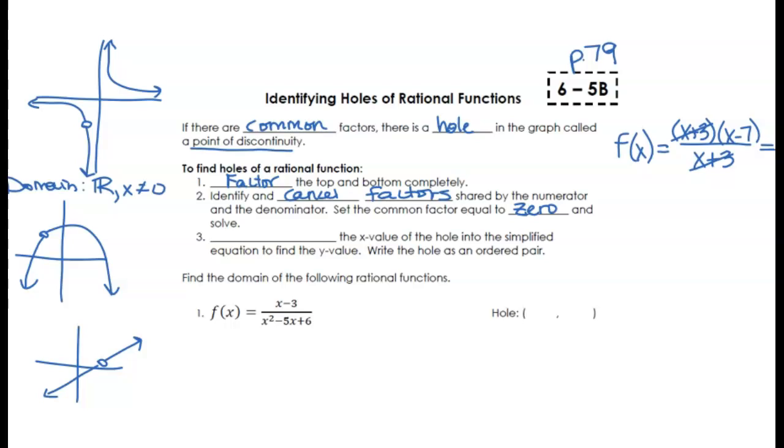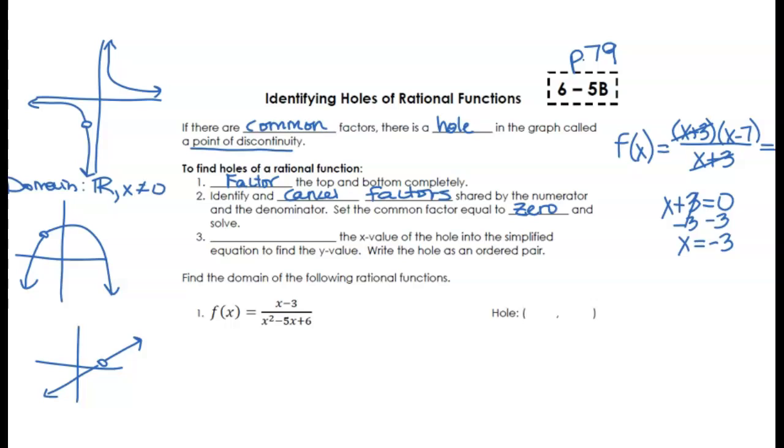X minus 7, so the function really is f of x equals x minus 7, but since I canceled out the x plus 3's, that means that I need to set that common factor of x plus 3 equal to 0. So if x plus 3 equals 0, how do I solve for x to get the location of the hole? Minus 3, yeah. So my x value is negative 3.